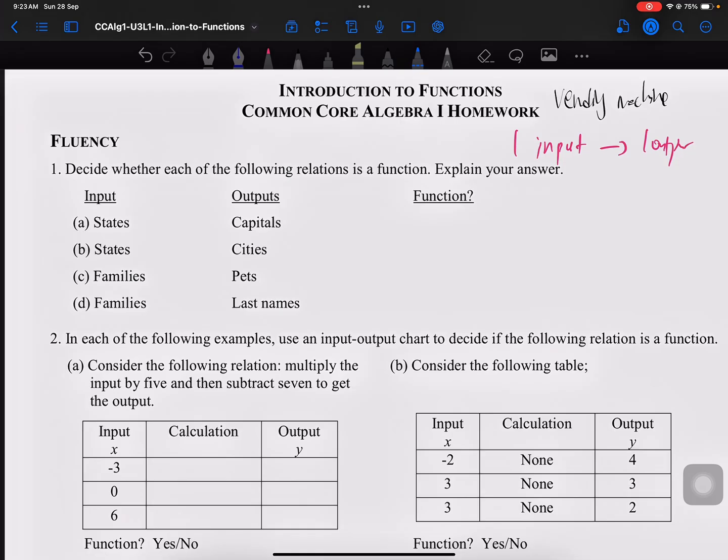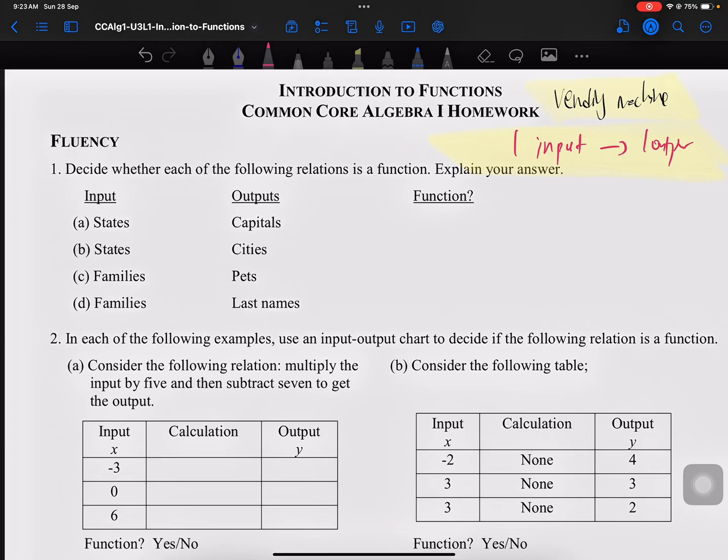Think of a function like a vending machine. You press one button, the input, and the machine gives you exactly one snack, the output. If one button gives two different snacks, that machine is broken, not a function. Function rule: each input has exactly one output. Many inputs can share the same output, that's okay.